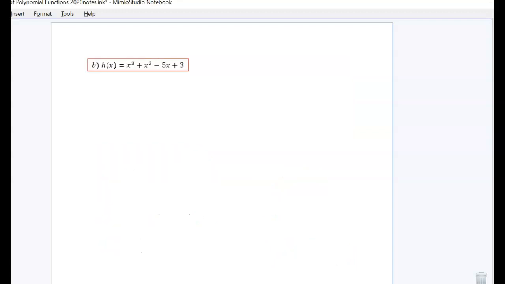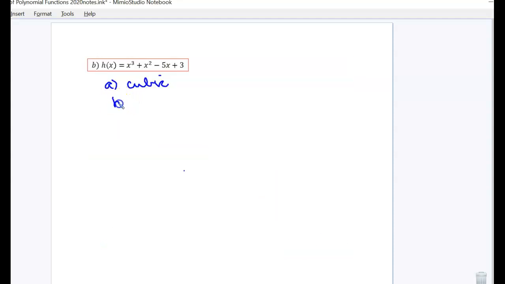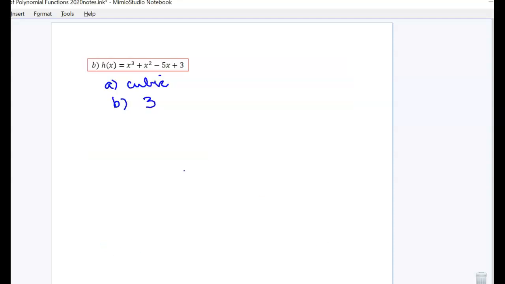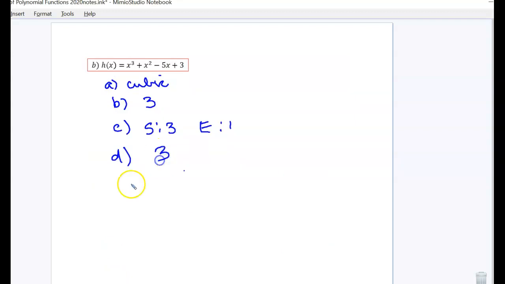Okay, question B. Again, following the order of the questions, this is a cubic. The degree is 3. Identify the end behavior. Well, it's a positive leading coefficient, so it starts in 3, it ends in 1. Identify the maximum number of x-intercepts. That's going to be 3.